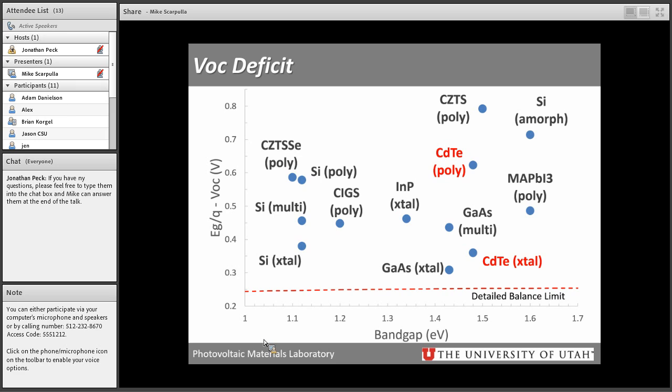Some of the processing that we attempted, as well as the characterization techniques at the end that I'll mention, were aimed at improving that VOC deficit.